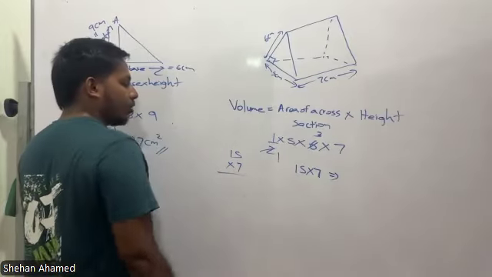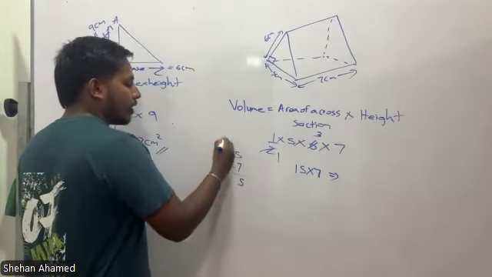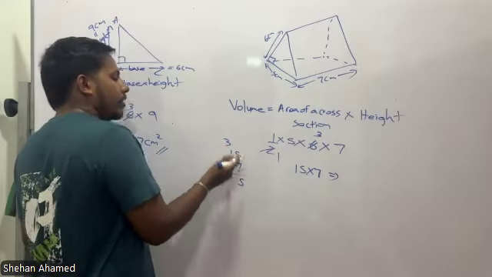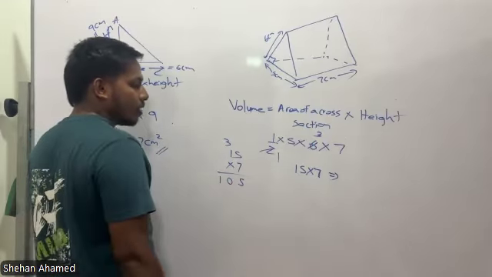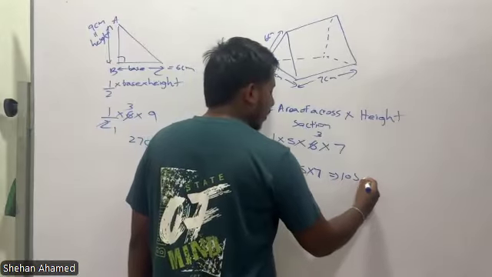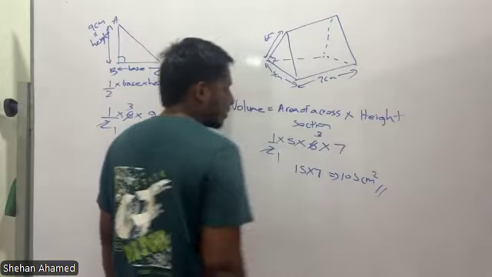Now check. Look at this board. 7 times 5 is 35. 7 times 1 is 7. 7 plus 3 is 105. So the final answer is 105 centimeters of area.